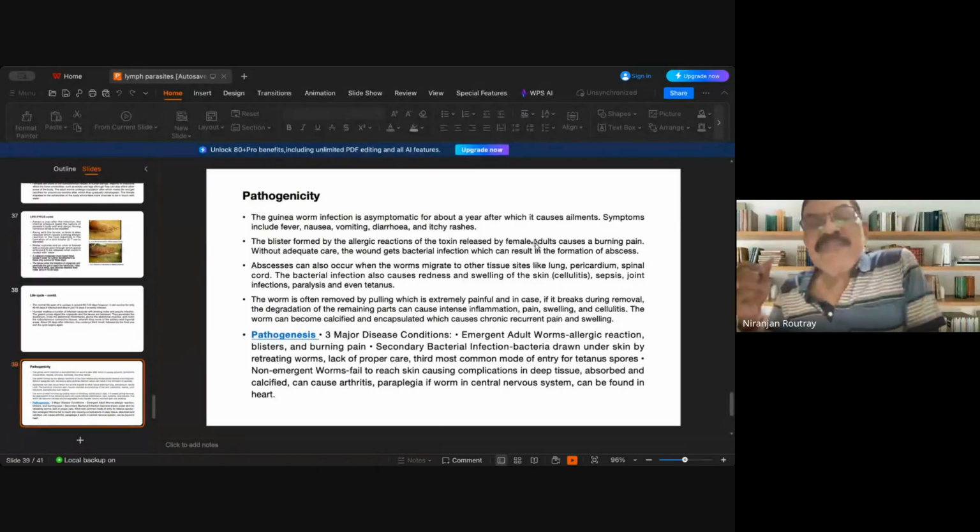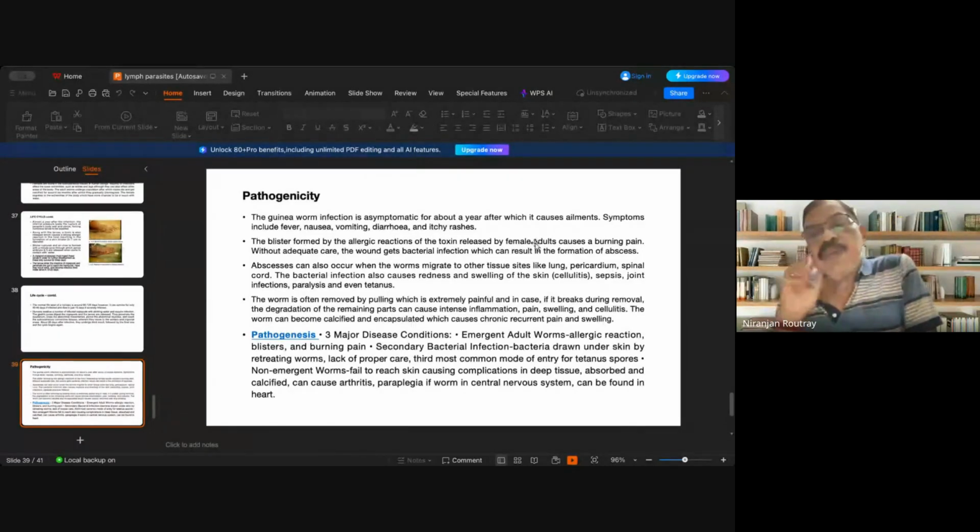When the blister opens, it will provide a medium for secondary infection by different bacteria or other protozoans. So it causes fever, nausea, vomiting, diarrhea. Itchy rashes means an overfeeling of itch. The blister is formed by the allergic reaction to the toxin. So the toxin which is released after the rupture of the female body causes the formation of the blister in the lower extremity of the body.